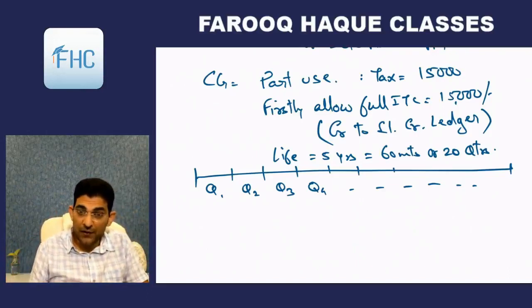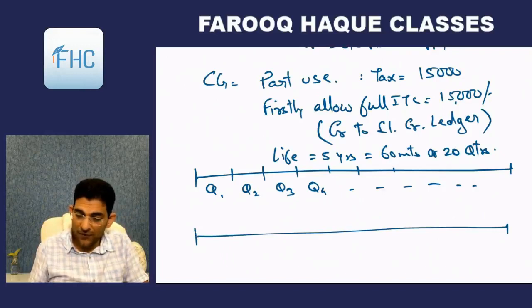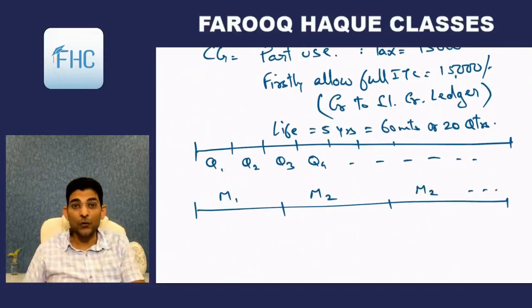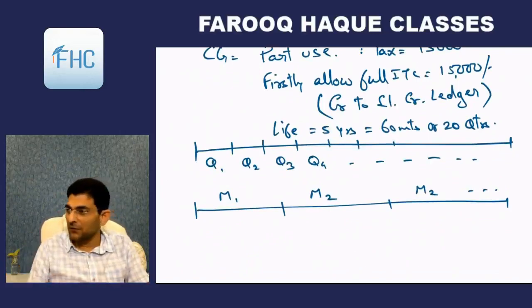So first we'll take full credit, and then every month, so if this is month 1, month 2, month 3 and so on and so forth, as we saw in rule 42 that we have to reverse part credit, so here also we have to reverse part credit. How? Now take this 15,000.